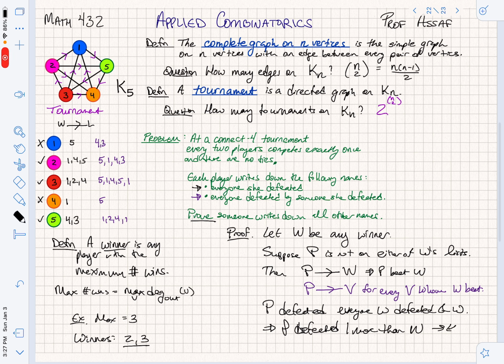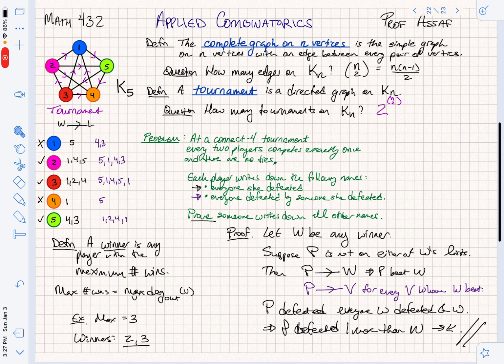which is a contradiction. Because remember, what's a winner? A winner is somebody who has the maximum number of wins. So this is a great example of proof by contradiction. If we suppose this didn't happen, then we arrive at a contradiction because P will have won more games than W, but we said that W won more than anyone else. And again, it's okay to have multiple winners in this scenario. I'm just saying that you couldn't have somebody who won even more games than that.